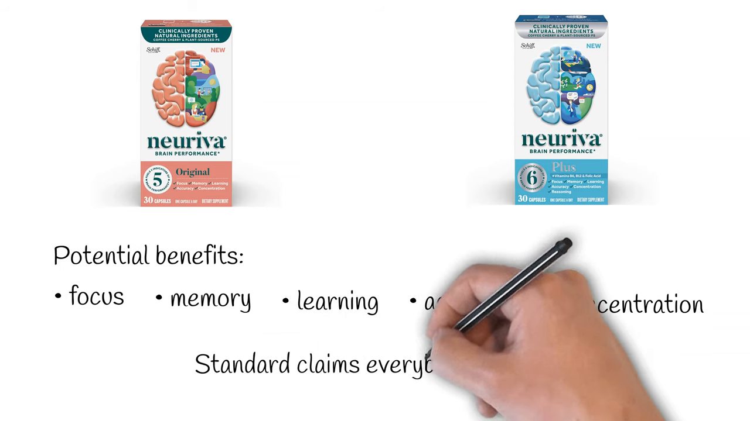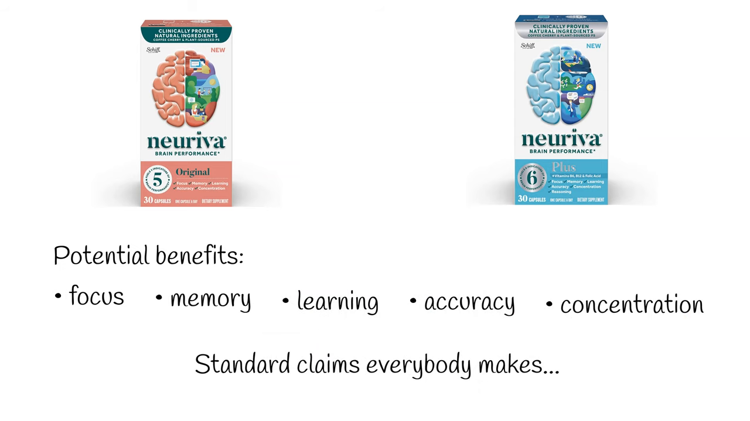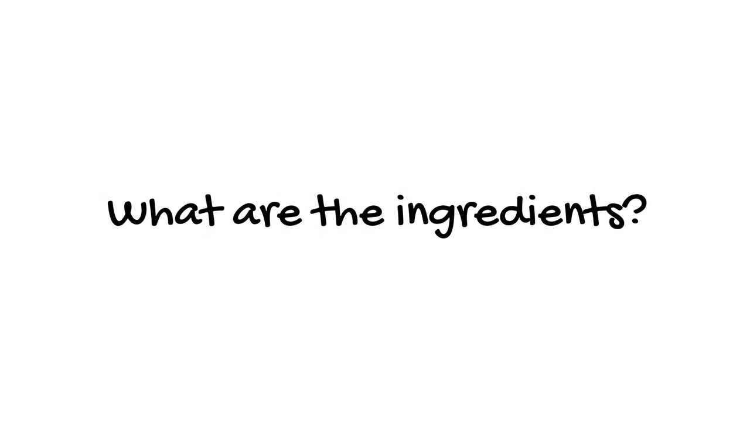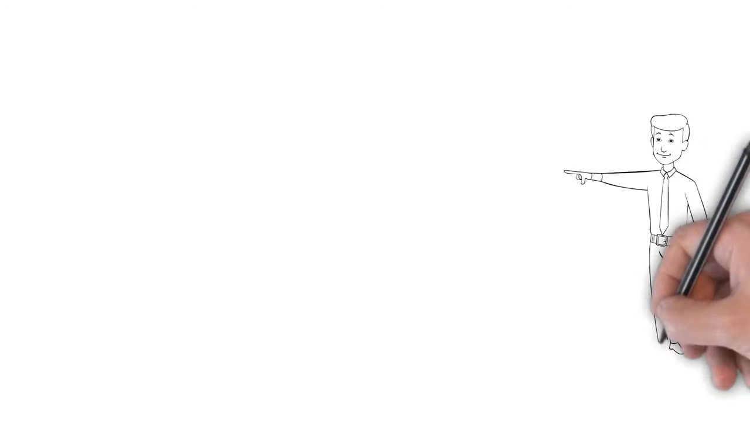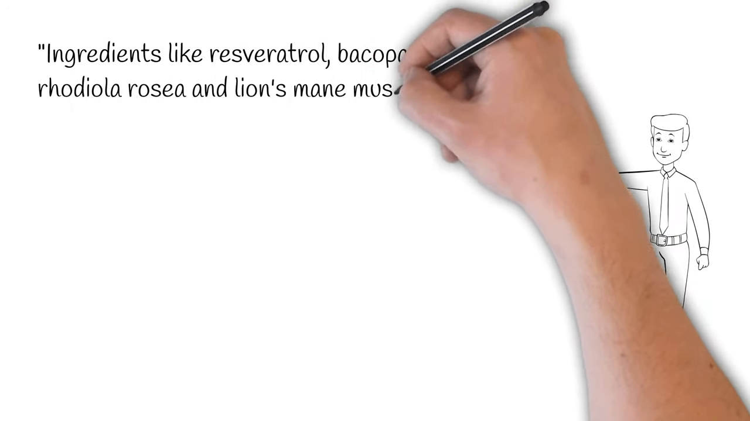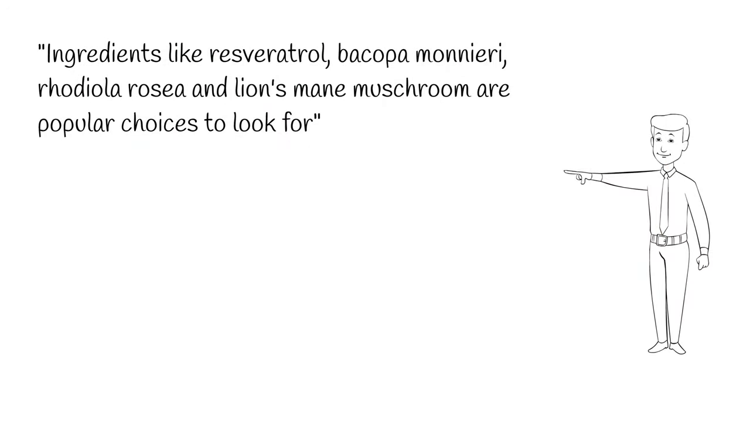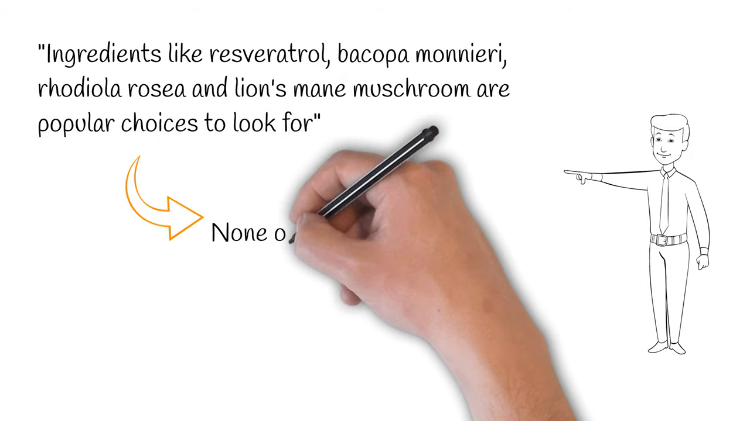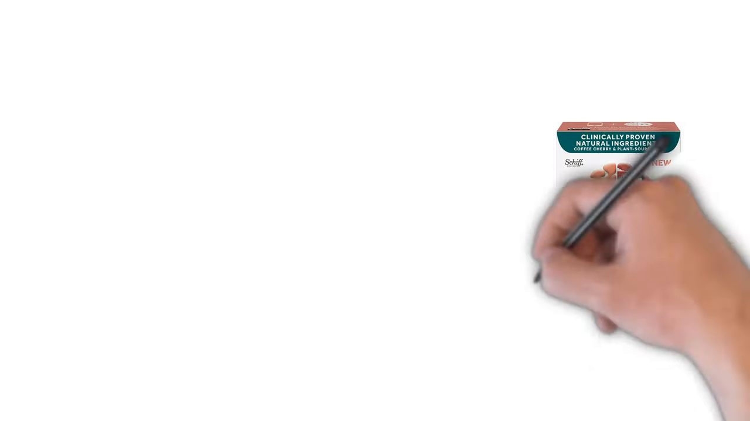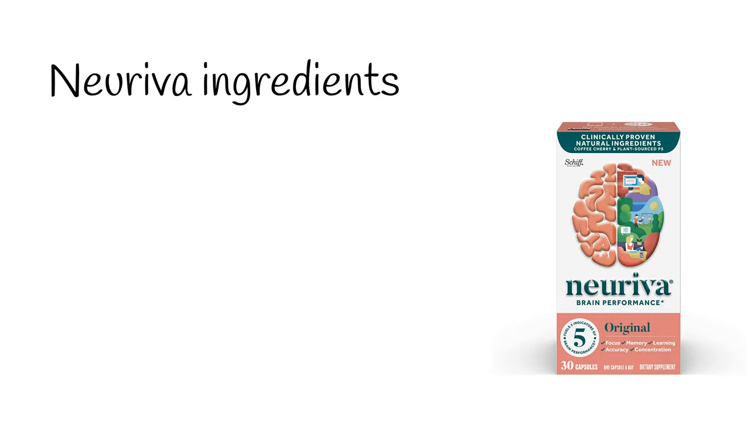and concentration. Now, these are all pretty standard claims as far as nootropics go, so the next step up would be to take a closer look at the ingredients list. Now, when people search for potent nootropic supplements, there are some common names that come to mind, such as resveratrol, bacopa monnieri, rhodiola rosea, lion's mane mushroom, and similar. In the case of Neuriva brain supplement, however, none of these are to be seen. Instead, the only two ingredients that make an appearance on the label are coffee fruit extract and phosphatidylserine.